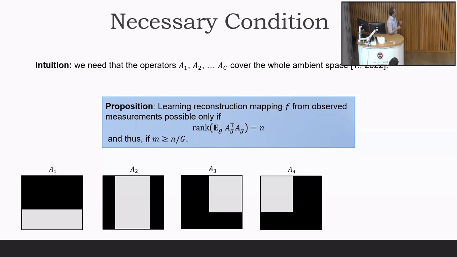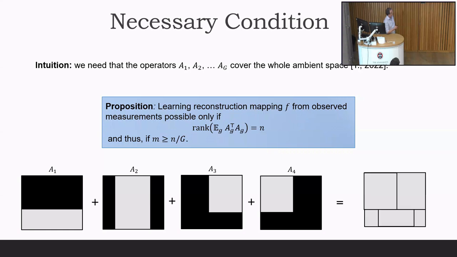And so roughly what we're saying is, if again we think about this in terms of inpainting, if I observe this block of pixels with one operator, this block of pixels with another, and so on and so forth, when I add all these together, I need to span the full space.